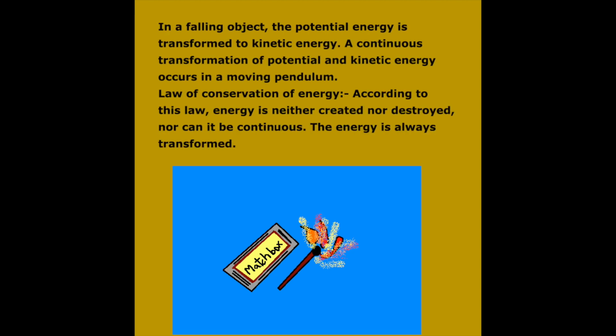In a falling object, the potential energy is transformed to kinetic energy. A continuous transformation of potential and kinetic energy occurs in a moving pendulum. Law of conservation of energy. According to this law, energy is neither created nor destroyed. The energy is always transformed.